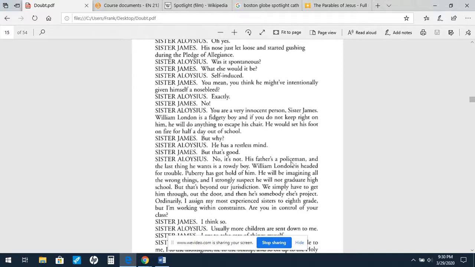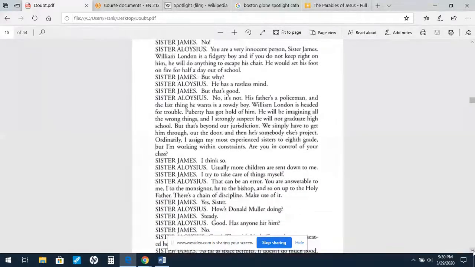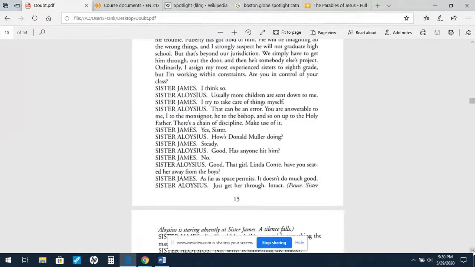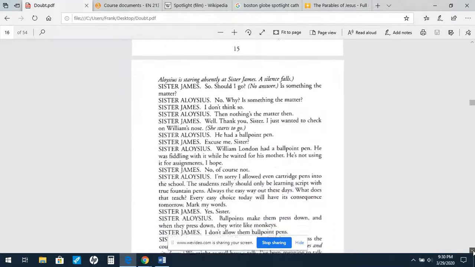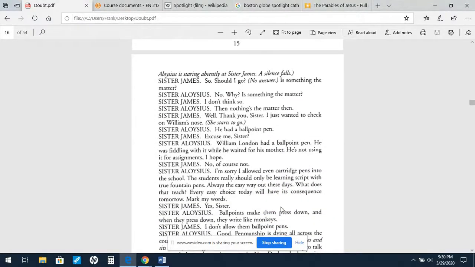And her main concern is here. Sister Aloysius tells her, "You are a very innocent person, Sister James." And she's afraid that the students will take advantage of such innocence. So that tells us a lot about Sister Aloysius.